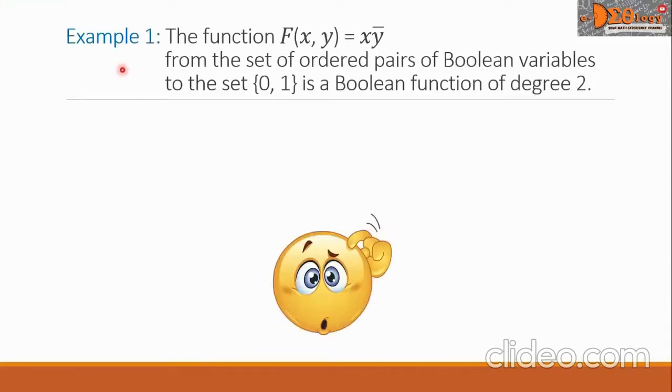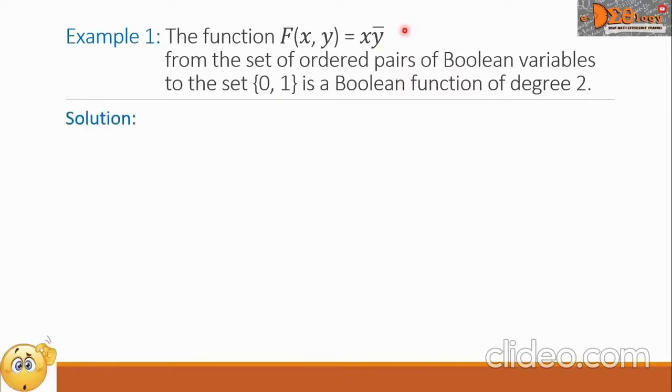Let us see example 1. The function capital F of x, y equals x y bar, from the set of ordered pairs of Boolean variables to the set 0, 1, is a Boolean function of degree 2. To evaluate the function, we can do like this. First, let us copy our function down here, and let us write all the possible combinations of the function given the combination of 0 and 1.